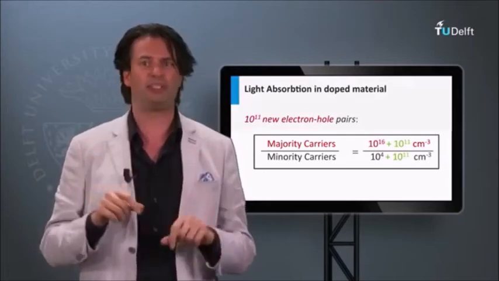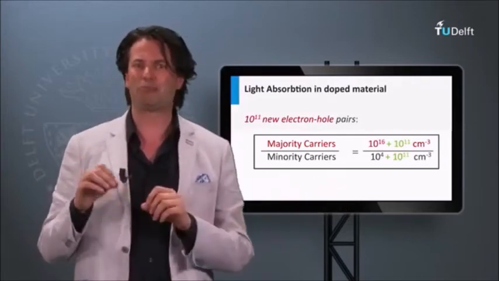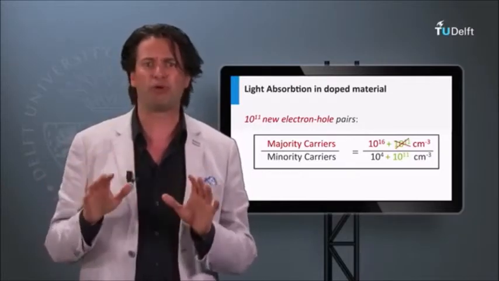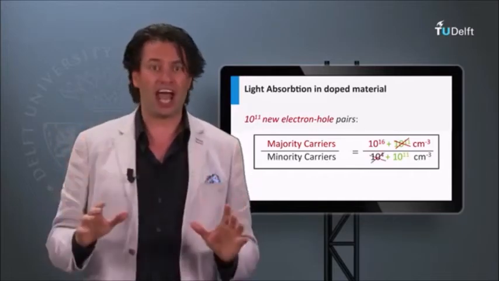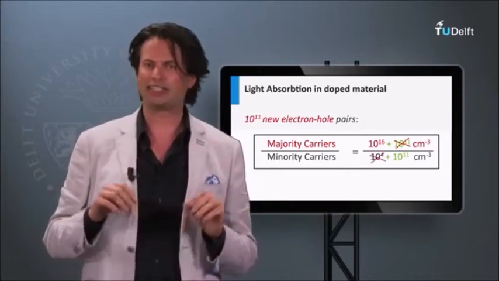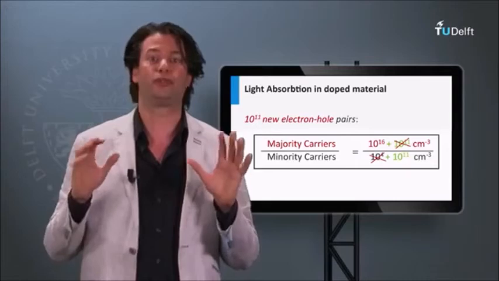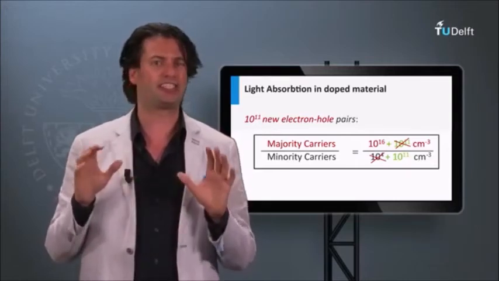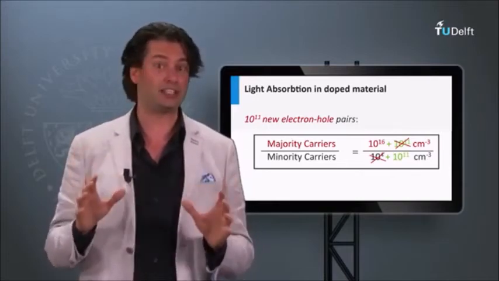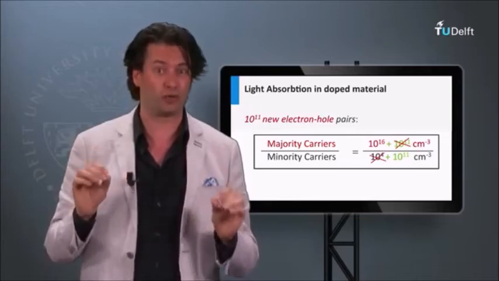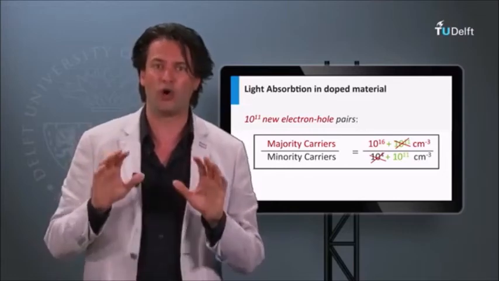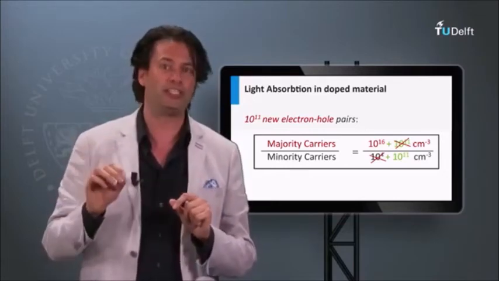So we will simply add up the numbers. What you can see is that the majority charge carrier density is not affected by the light absorption. 10^11 is much smaller than 10^16. On the other hand, the density of minority charge carriers is drastically affected. 10^11 is much larger than 10^4. Its density is increased by 7 orders of magnitude. This is an important conclusion which we'll need later to understand the working principle of solar cells. In doped semiconductor materials, light absorption has only an effect on the density of the minority charge carriers.